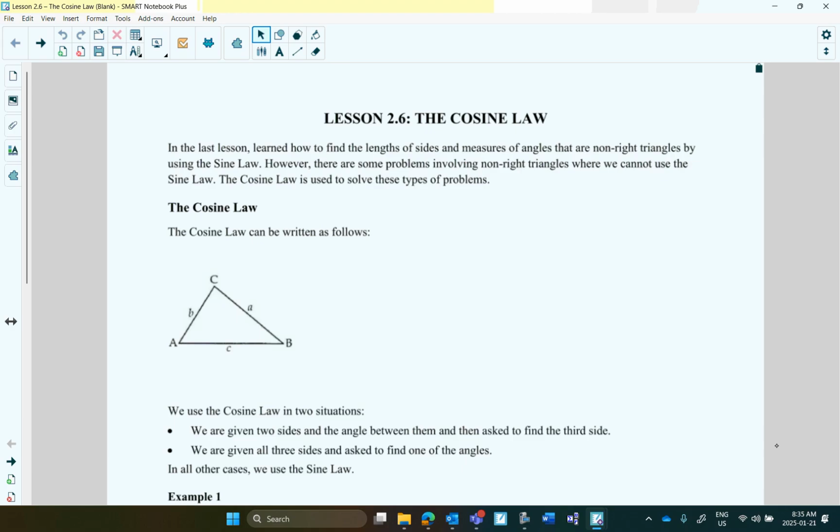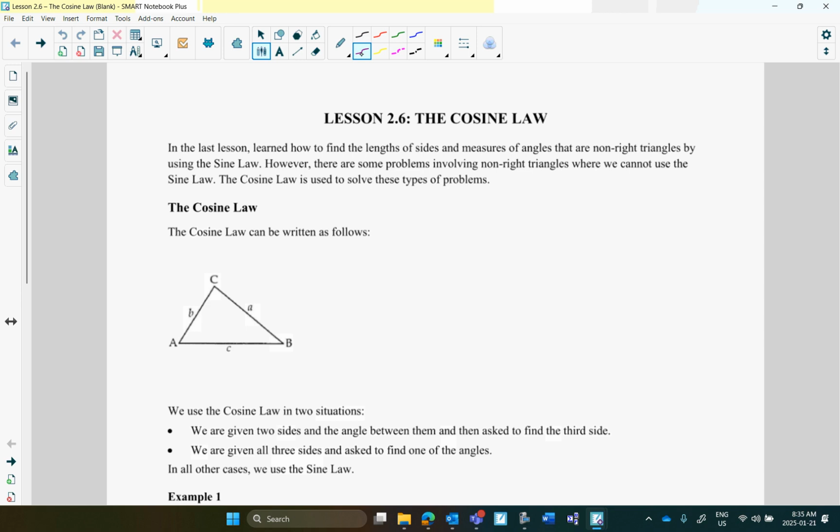We talked about how to use sine law to find missing sides and angles in non-right triangles, but sine law doesn't work every single time because you don't have the proper information to set it up and solve for your missing side or angle. So we need another law, and that's cosine. And cosine law looks like this.